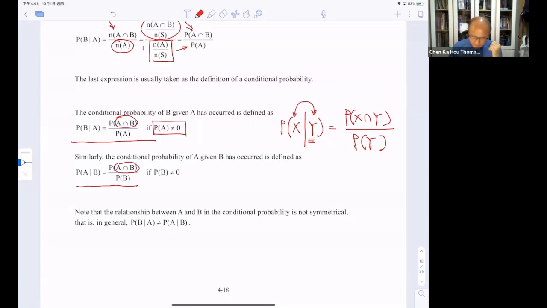And from these two equations, you obviously see PB given A is different from PA given B, since they have different denominators. So their values are also different. Mathematically, we call it not symmetrical.